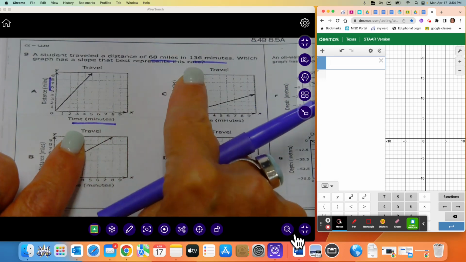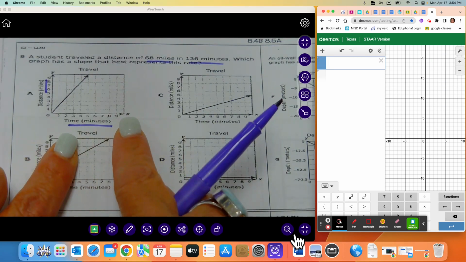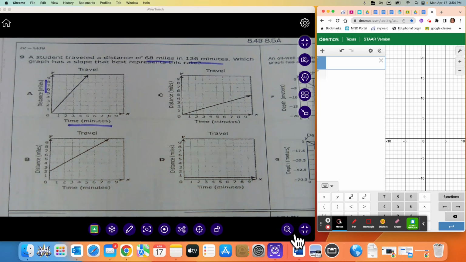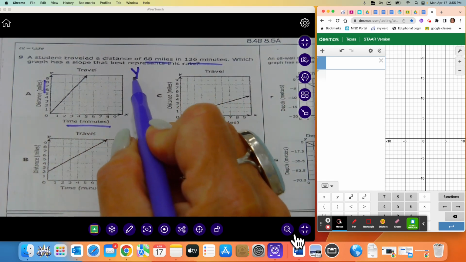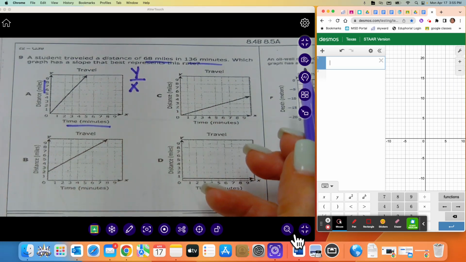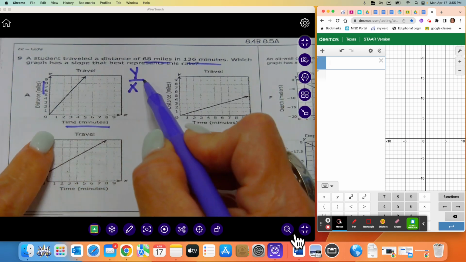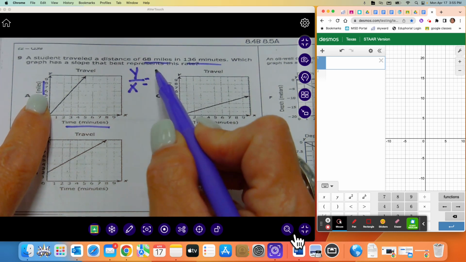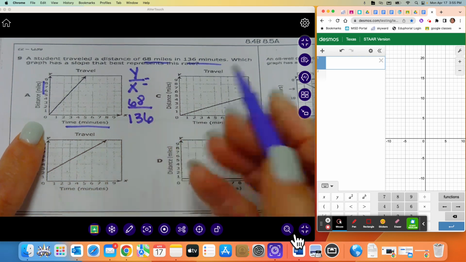So one way that you can do it is, since this is 136, you can find 136 on the graph and do it that way. But if you notice, it's not going to work that way, because the numbers don't go up that high. So what we need to do is simplify that. And in order to simplify that, we're going to put y over x, which is the same thing as finding slope. Remember, rise over run. So since y is miles, we're going to put 68 over 136 minutes.